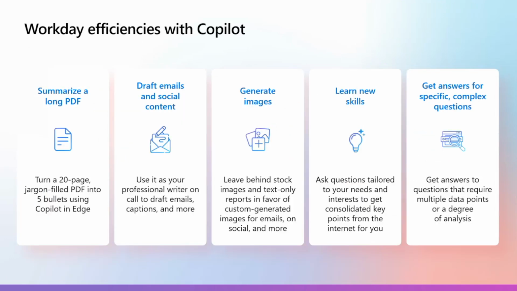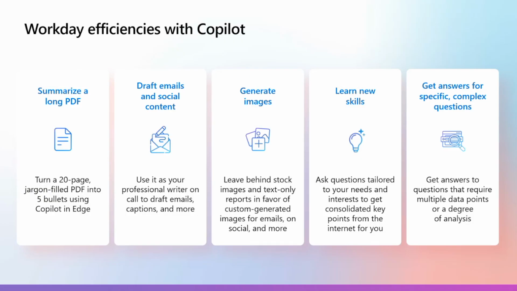Now, if we look at some workday efficiencies with Copilot, these are some quick and easy things you can do. You can summarize a long PDF. Say you've been sent a long PDF document and you can't be bothered reading through the whole thing. You can ask it to summarize that into key points you need to know. That's one awesome feature they have. You can actually attach documents, and I'll take you through that shortly.